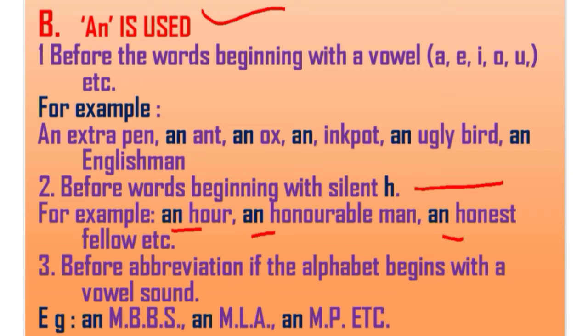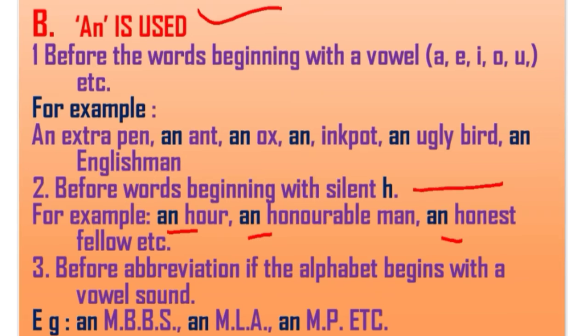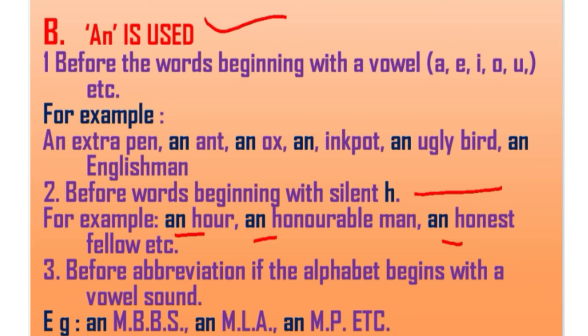Honest. It is pronounced 'onest', not 'honest'. Honorable. Honest. An honest fellow. Fine, it's clear. Now, number 3, before abbreviations, if the alphabet begins with a vowel sound. For example, an MLA, an MBBS, an MP, etc.